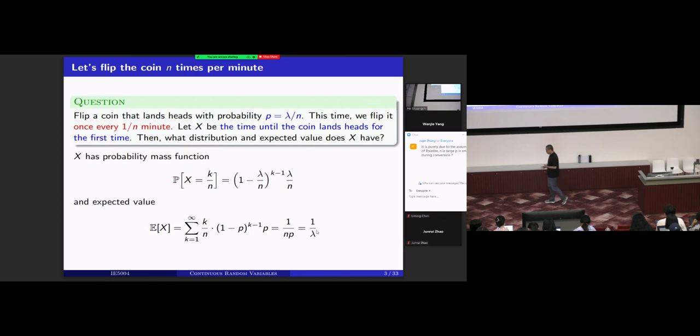But before we move on, let's make it very clear. This expected value only depends on lambda. What is lambda? Lambda is n times p, right? So what is p? What is n? P is the probability you see heads. N is the number of flips each minute. It only depends on the product of the probability and the frequency of flipping. So you may change n, you may change p, but as long as the product is the same, the expected time that you receive the first heads will be the same, right? Keep in mind, because later we will use this result. So again, it only depends on lambda, which is the product of n and p.